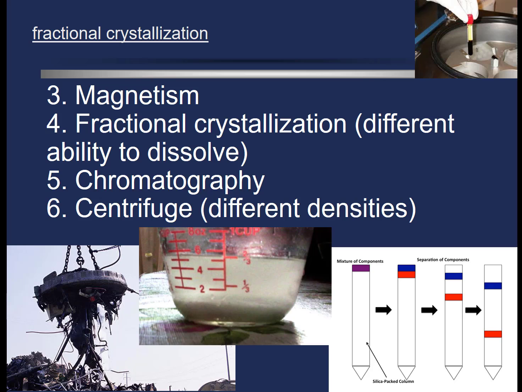Chromatography, we are going to do this later on in the year. It's using a difference in the polarity of the molecules to separate them out. And centrifuge, this is a way to separate out different densities. You can see in the top corner here, we have a centrifuge that's separating out the cellular part of blood from the liquid part. They put it into this drum, and the drum spins, and the heavier parts go to the bottom of the test tube, the lighter parts, the liquid part, stays at the top. And so they're able to separate out the different portions that are in the blood.